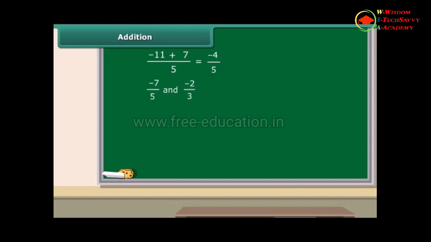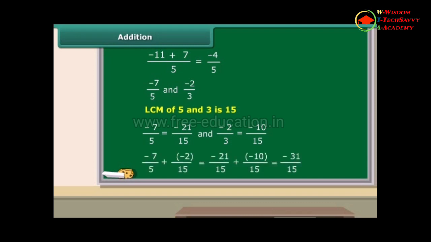And if the denominators of the rational numbers are not same, in that case, firstly we find the LCM of the denominators. Here the LCM is 15. Then we find the equivalent rational numbers of the given rational numbers with this LCM as the denominator. Here, minus 7 by 5 is equivalent to minus 21 by 15 and minus 2 by 3 is equivalent to minus 10 by 15. Then add the two rational numbers.